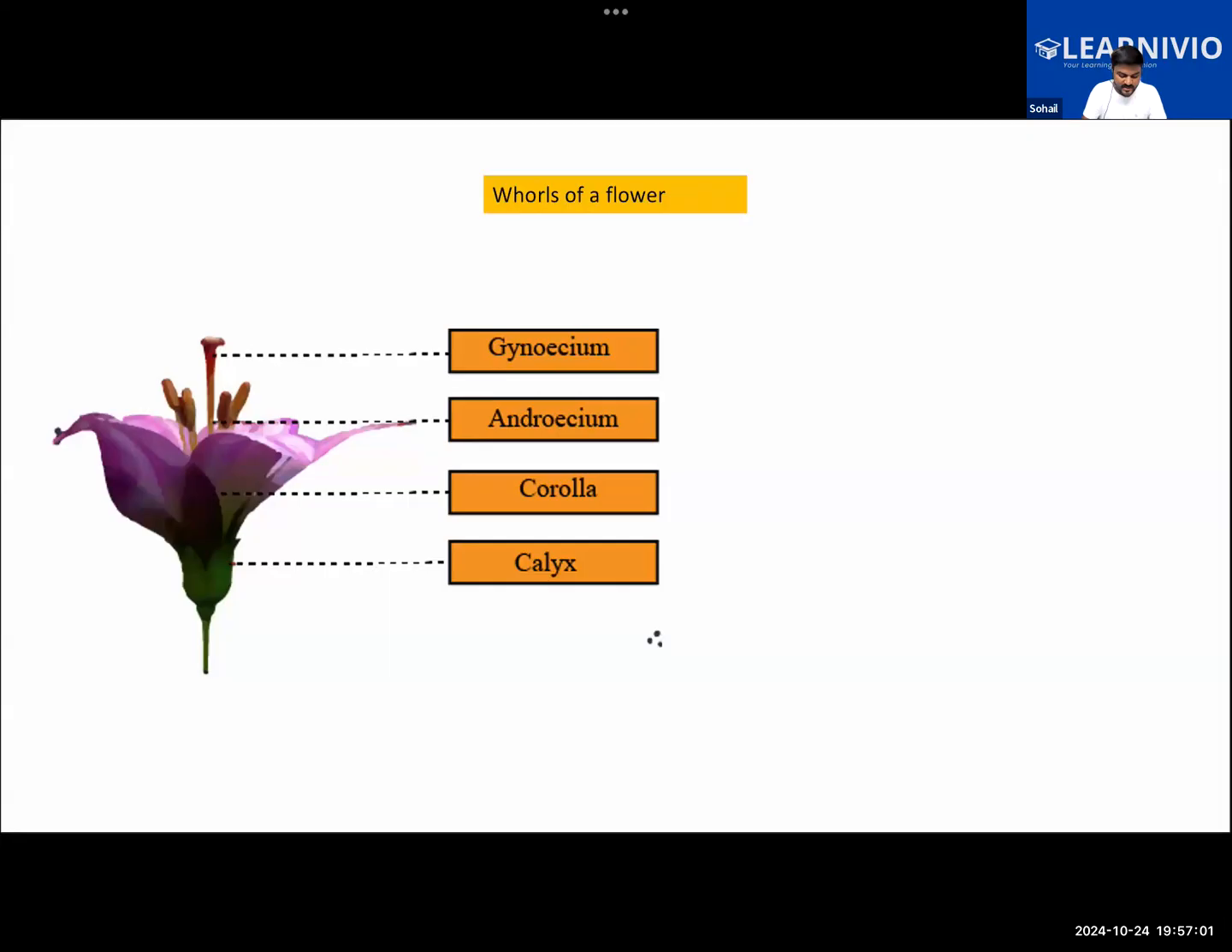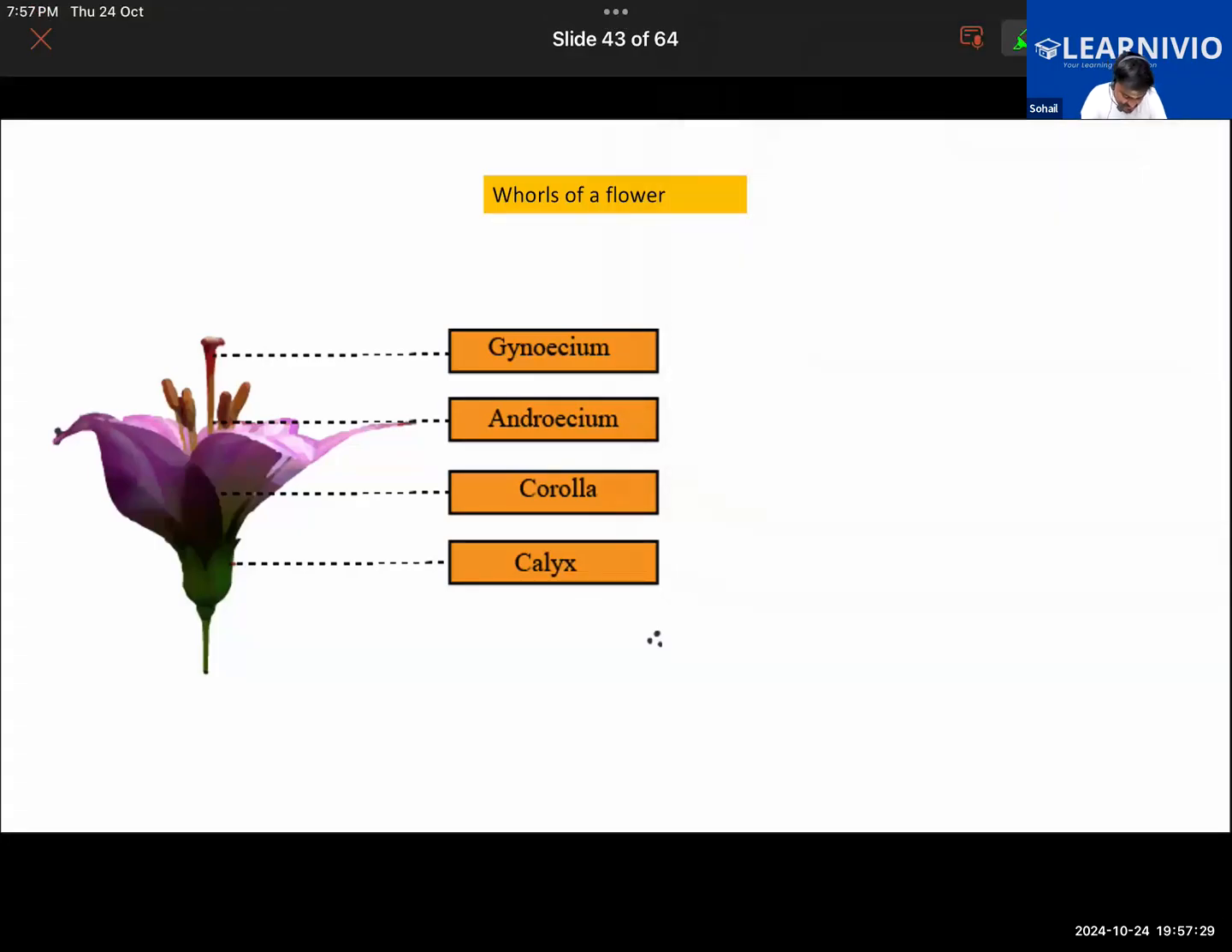For example, it will refer to the colorful parts of the flower, like the petals, or it will refer to the green leaf-like structure called the sepals. As you can see here, I hope you can see these sepals in this image. It is visible. So the group of the sepals is called the calyx.